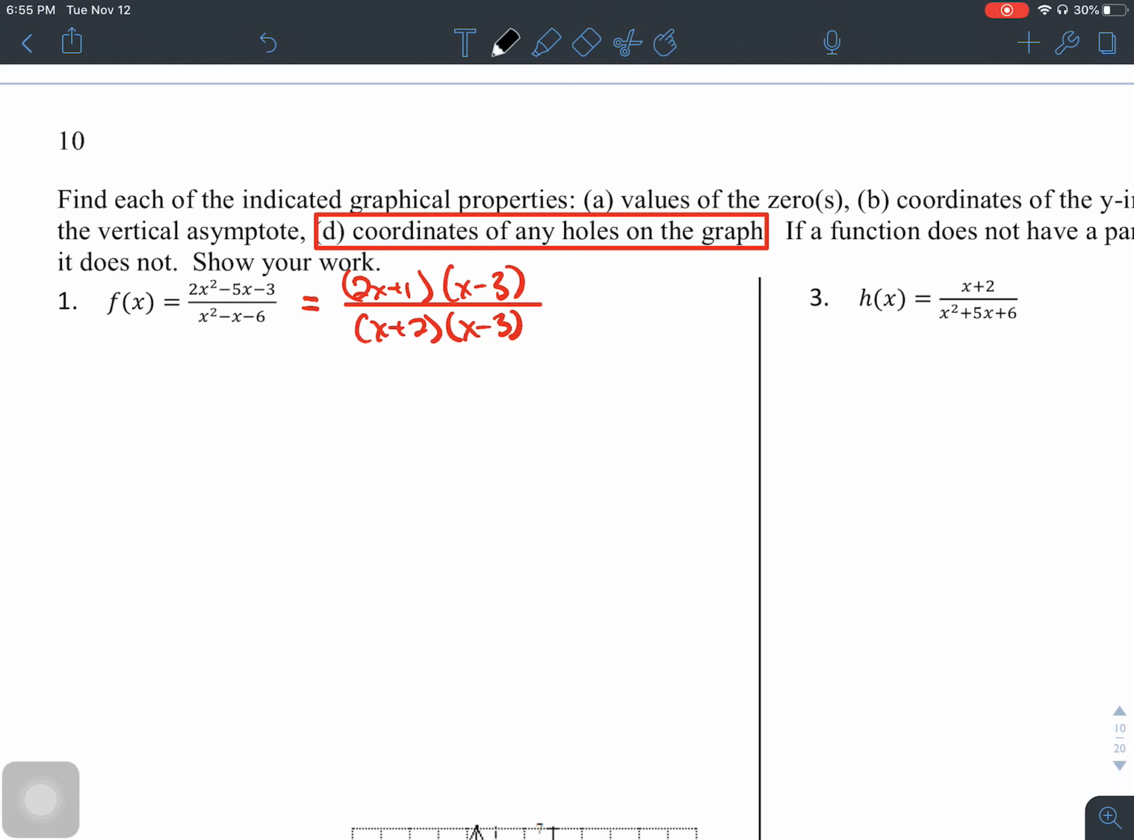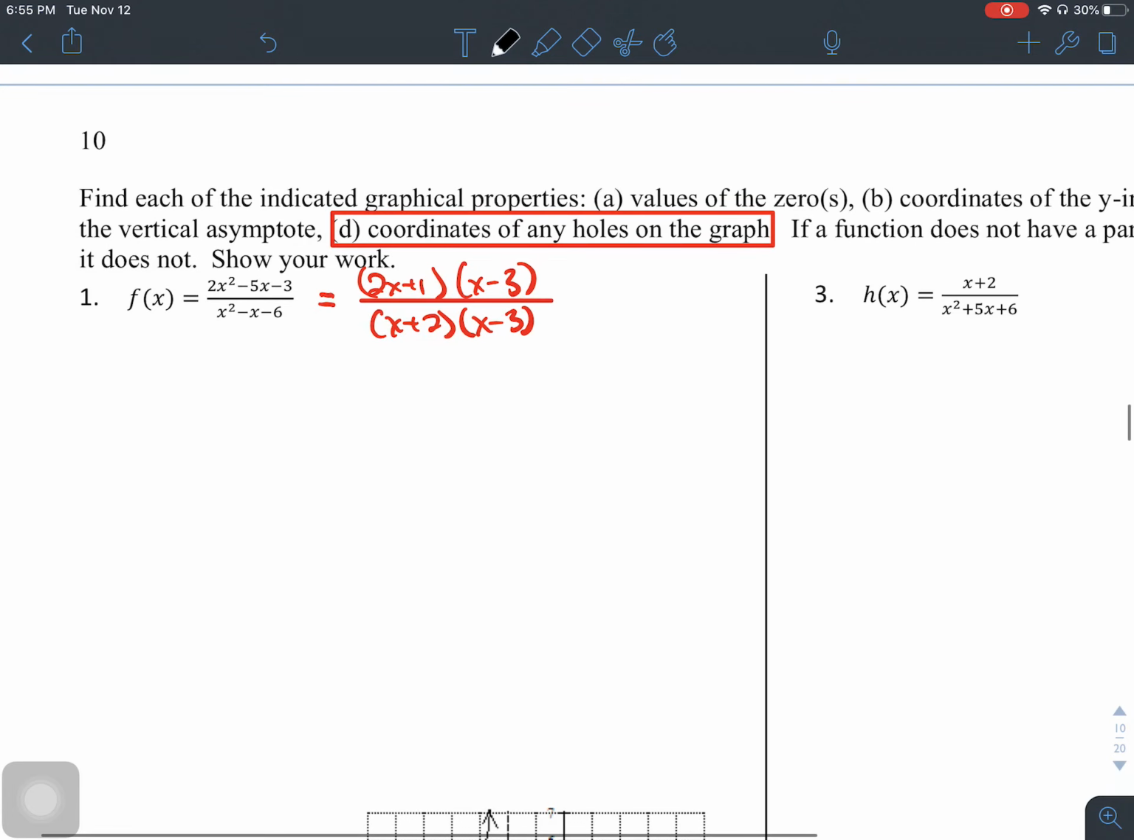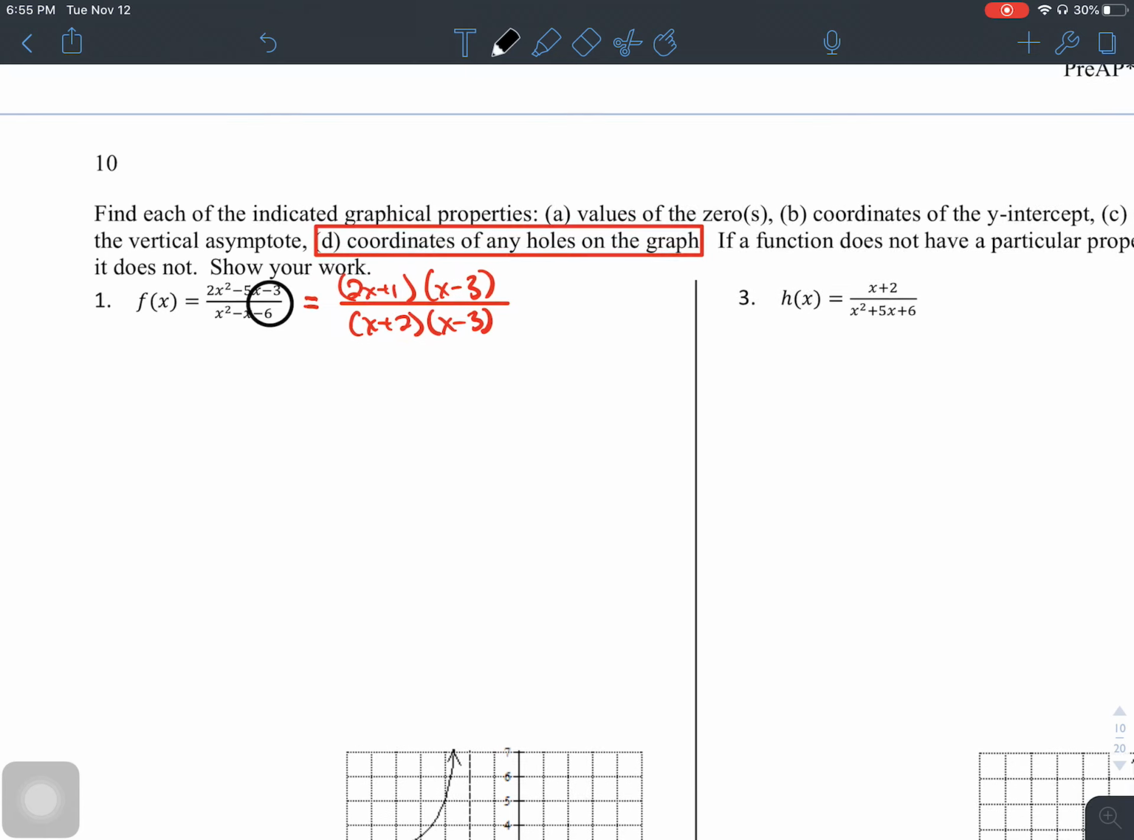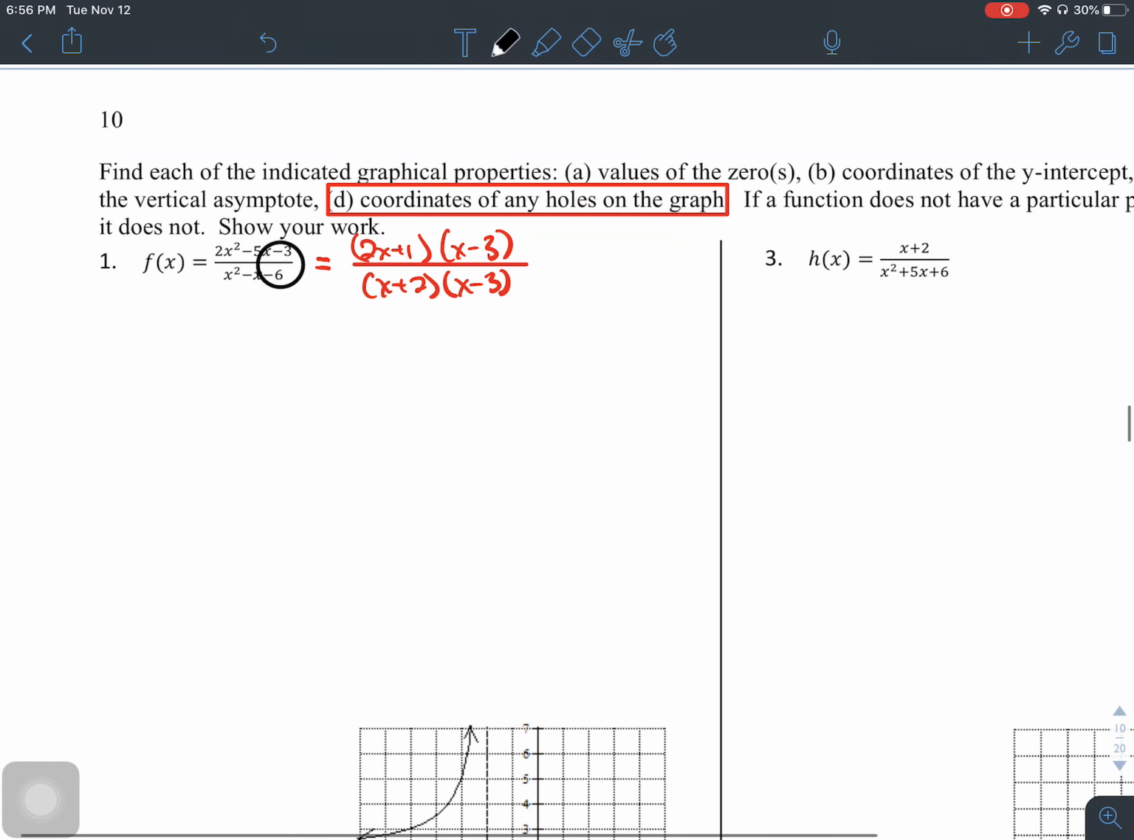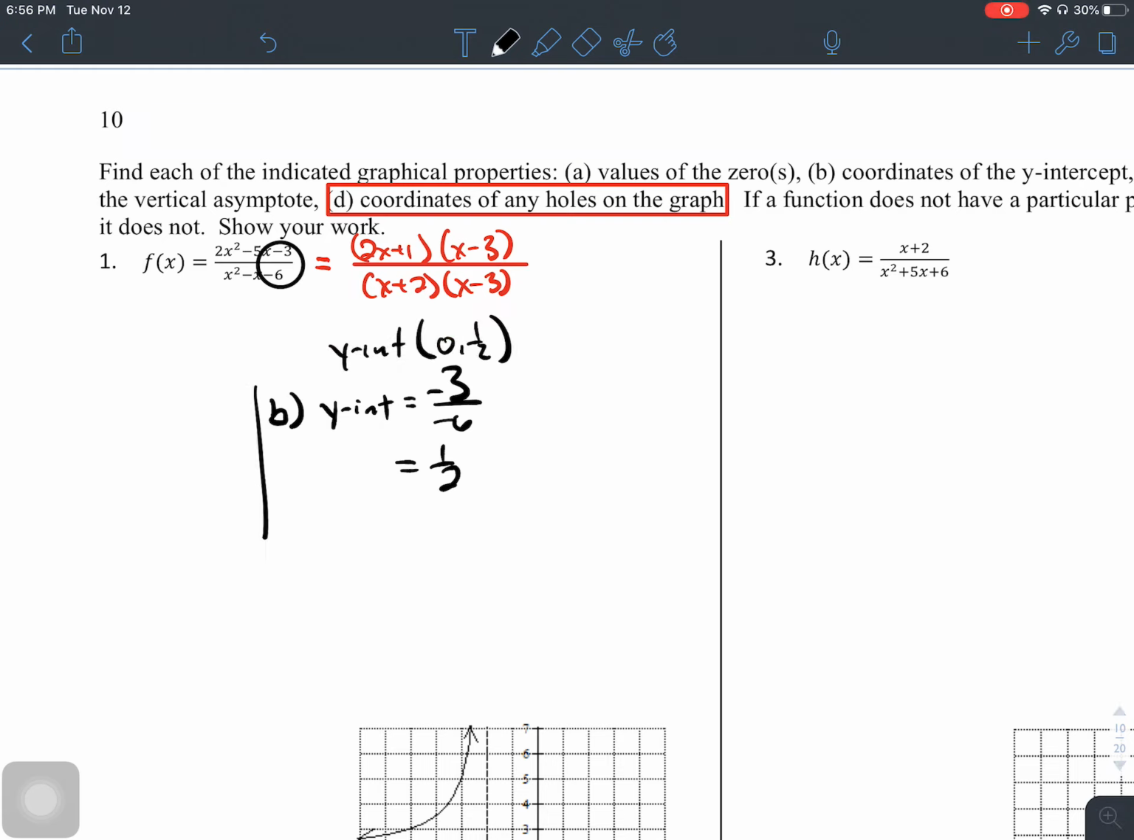So let's talk through some of the stuff that's happening here. 1, the y-intercept. The y-intercept is found by taking the ratio of the coefficients. That's part B. B, the y-intercept is negative 3 over negative 6, which is 1/2. I might have said the word coefficients earlier. I meant constant if I said that. So the y-intercept for this is the ordered pair 0, 1/2.